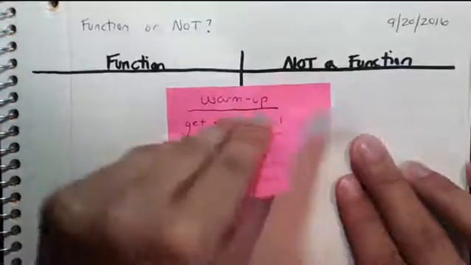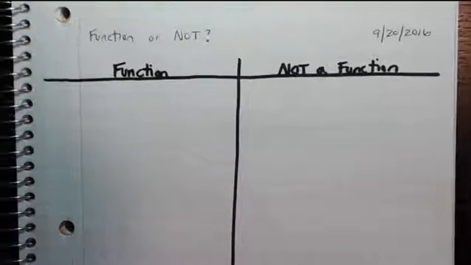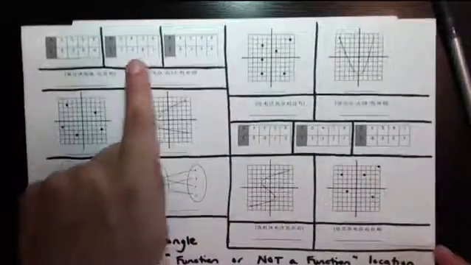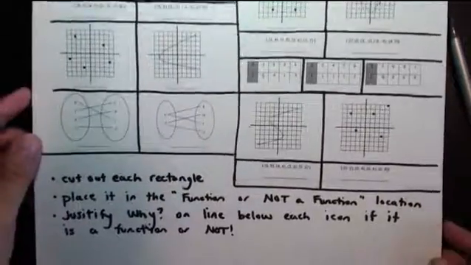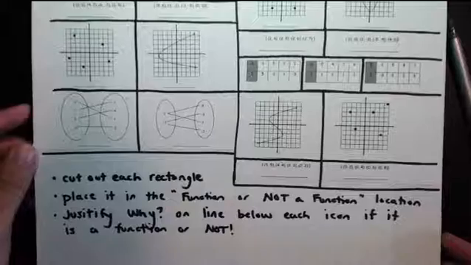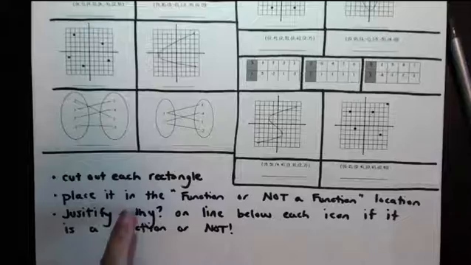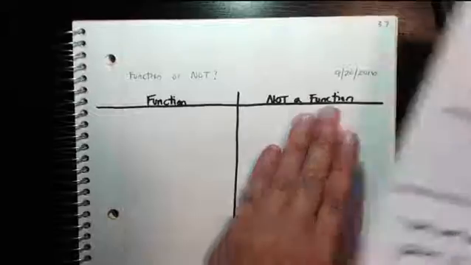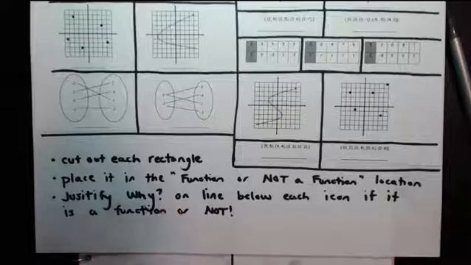Now, once you have your T-chart in your journal, says function or not, Miss Osborne's going to hand out to every person this paper right here. And what this paper has are T-charts, ordered pairs, graphs, and mapping diagrams that we discussed yesterday. So you're going to use your notes from yesterday, and what I want you to do is cut out each rectangle, so each little rectangle that you're going to cut out. Then you're going to place that on the correct side of your T-chart, whether it's a function or whether it's not a function. After you're done with that, okay, justify why on the line below.